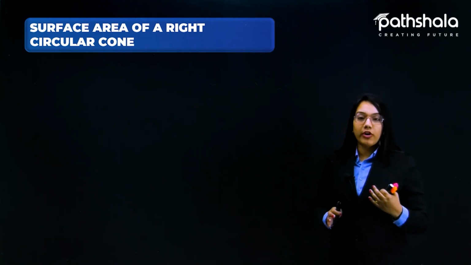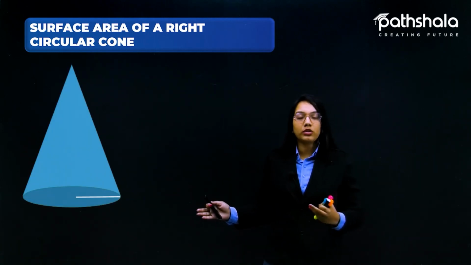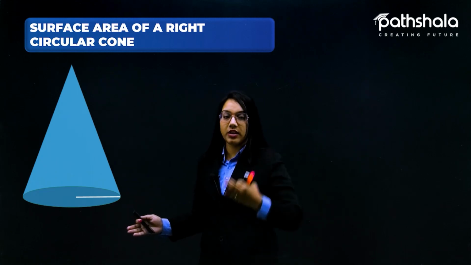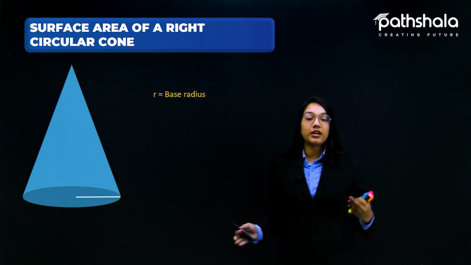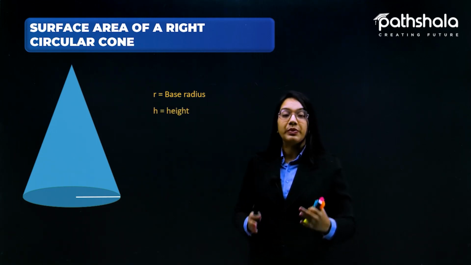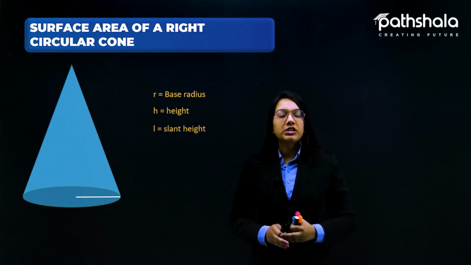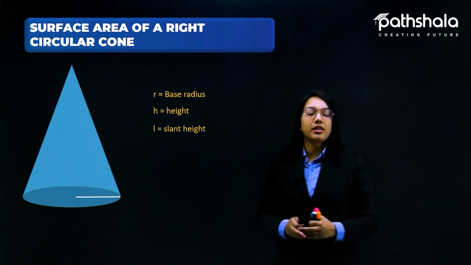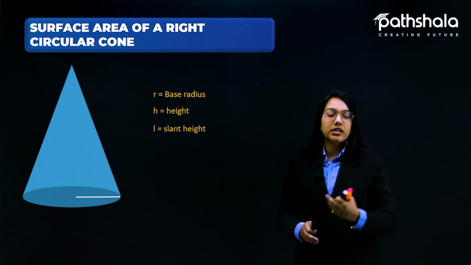Now let's move on further. Talking about this right circular cone, we know there are three things related to it. One is the base radius, represented as small r. One is the height, which is always represented by small h, and the other one is the slant height. We represent the slant height with L. So L is called the slant height.